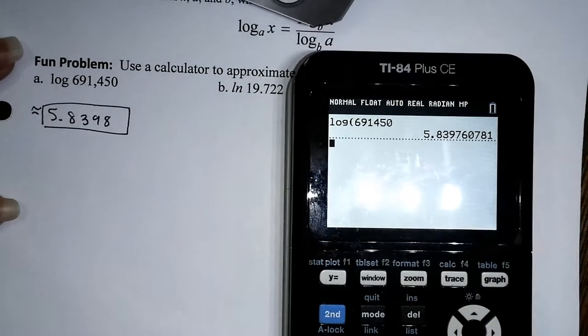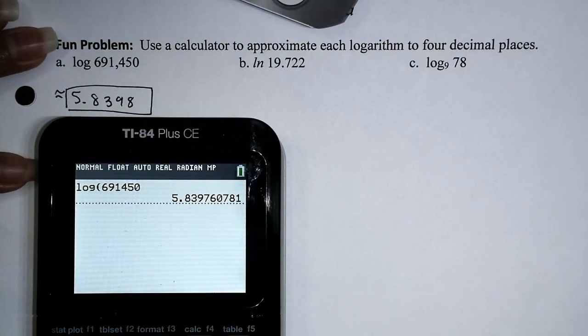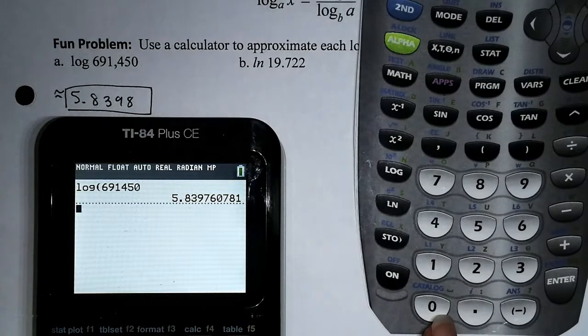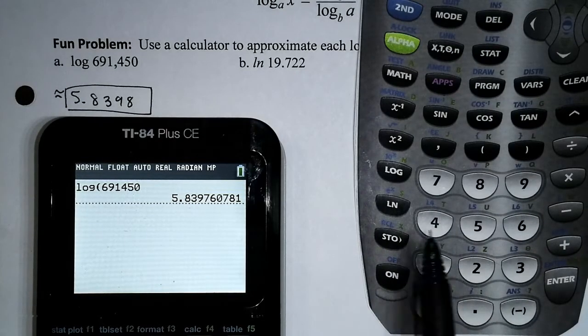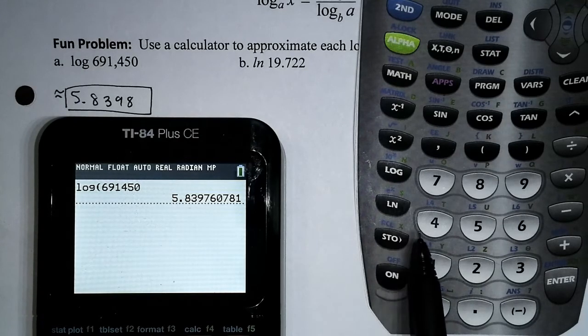All right, one problem down, two more to go. So the next problem, we have ln of 19.7 and change. So ln, that is the natural logarithm. Let me go ahead and take out my special effect. Where is the natural logarithm? The natural logarithm, or the ln key, is directly below the log key or to the left of 4.